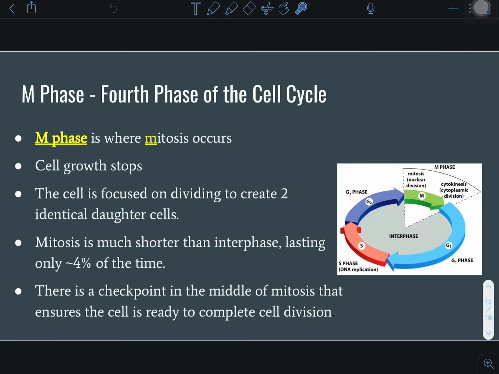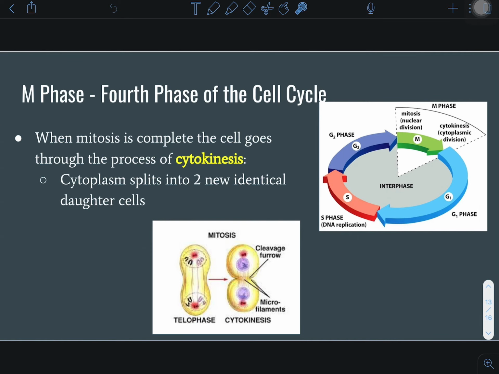Mitosis is very short. Only about 4% of a cell's life is spent in mitosis. Most of its life is spent in interphase, which is again G1, S, and G2, 96%. Only about 4% of a cell's life is found in M phase, or mitosis. And again, there are checkpoints along the way to make sure things are going right. But during M phase, one cell divides into two genetically identical daughter cells.